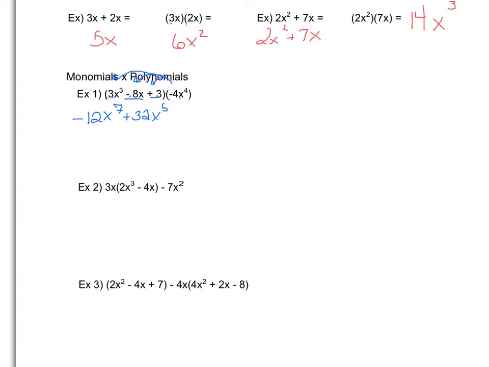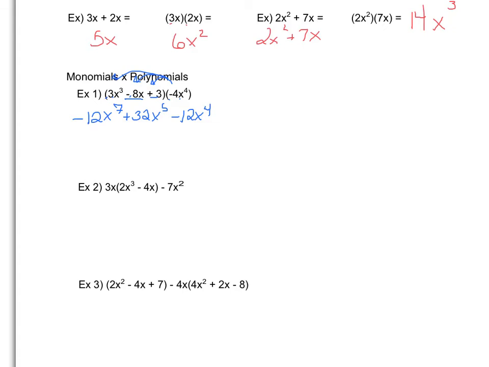And finally, distributing to all terms, so 3 times negative 4, x to the fourth. 3 times negative 4 is negative 12. There are no other x's, so it's going to remain an x to the fourth. I check, I don't have any like terms since none of my variables are the same. I'm in standard form since my exponents are decreasing, so I'm going to go ahead and stop here.